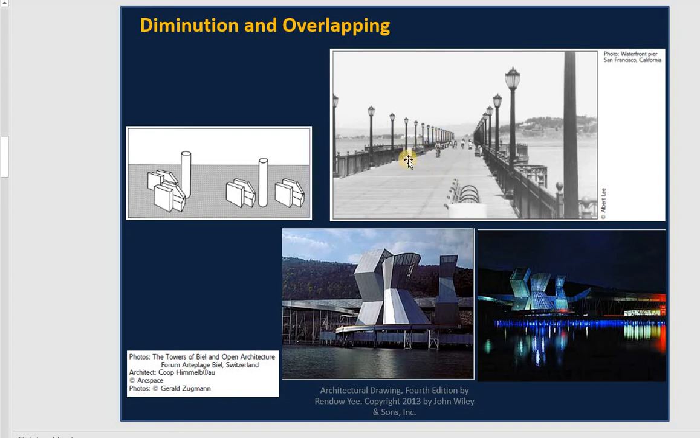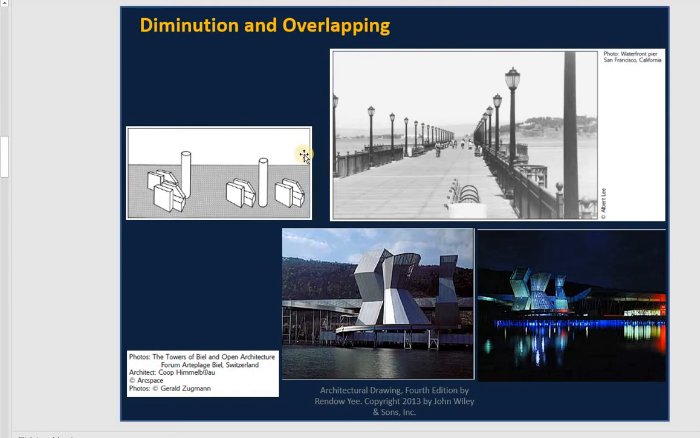But when you look at this one, it looks higher, and when you go very far from the point right there, it looks smaller. But basically it's the same width and the same height for the light post. So you can see that, and they call that diminution.